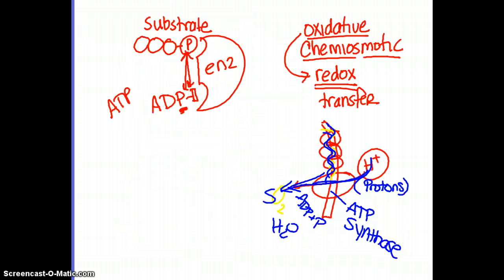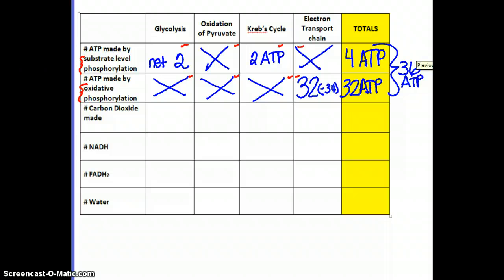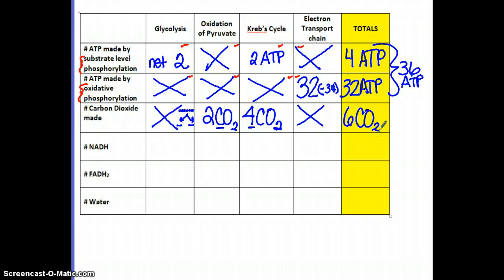Now let's go back to the chart and let's take a look at carbon dioxide. Now glycolysis doesn't make any. And the easy way to remember that is all that happened was glucose, which was 6 carbons, got split in half. We didn't lose any carbons here, so there's no way carbon dioxide could be generated. Oxidation of pyruvate, though, generates 2 carbon dioxides. The Krebs cycle generates 4 more carbon dioxides. And all the carbons from glucose are gone at this point. If you add that up, that's 6 carbons. Glucose was C6. So all of our carbons from glucose are going to be gone at this point. 6 CO2, which is all the carbon dioxide that's made.